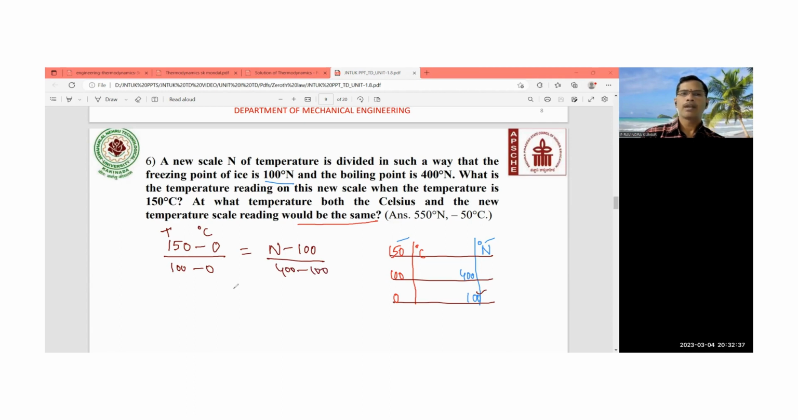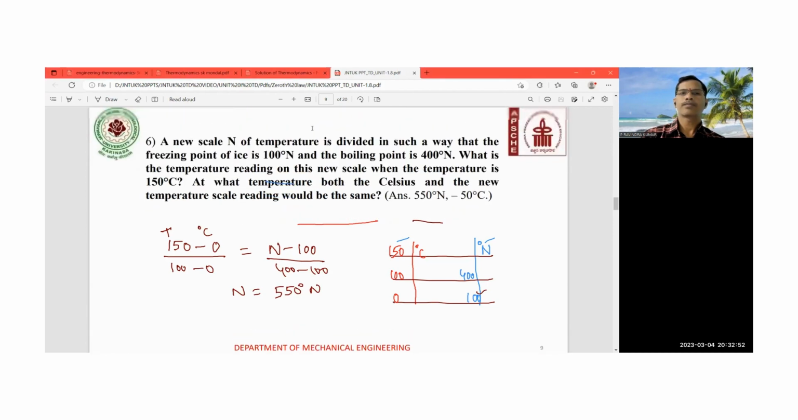Minus 100. Then you can get this n value for this particular case as 550 degrees n. So now you have got this particular answer. Then what about the other case here?